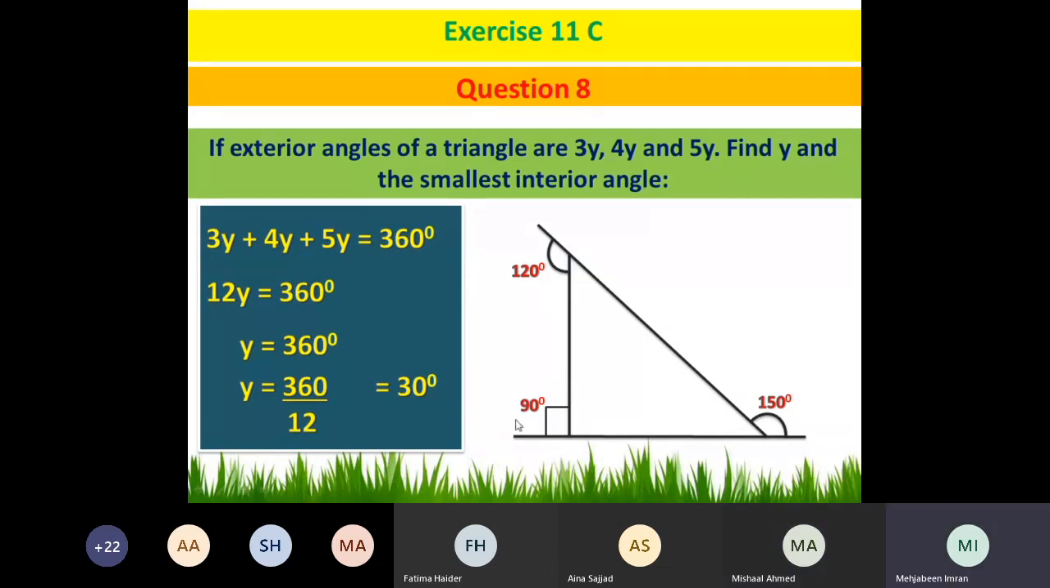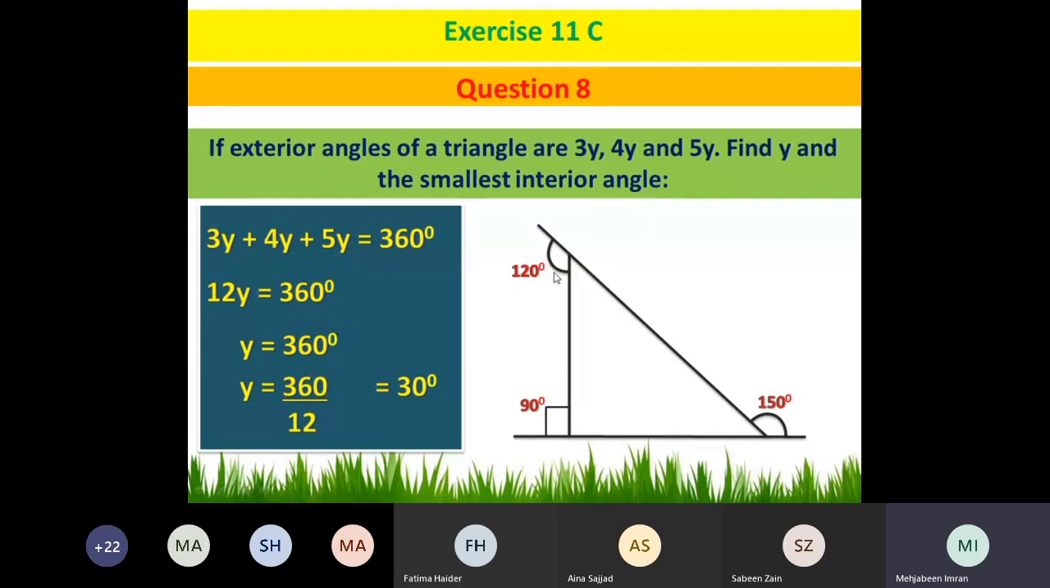Now, listen, if the first exterior angle is 90 degrees, who can tell me what will be its interior angle? 90 degree. How did you do it? 180 minus 90. Okay. Now, to find out the interior angle, I am glad to see that you remember that the exterior angle plus interior angle add up to 180 degrees. So if one of the exterior angles is given, we subtract it from 180 to get the interior angle.